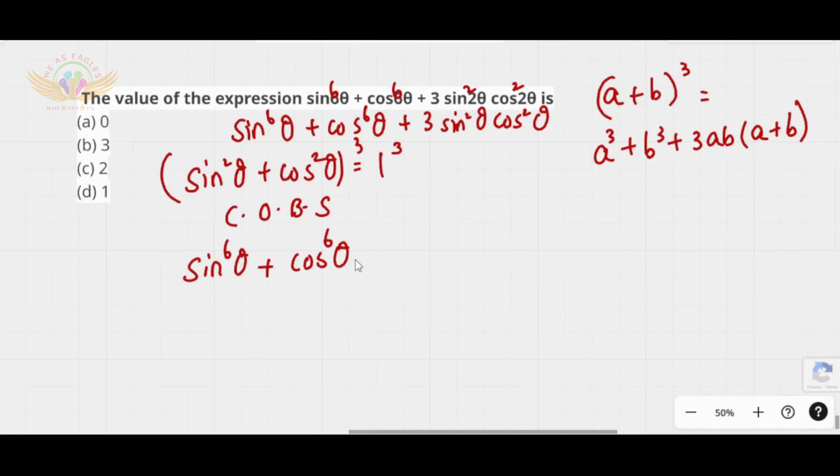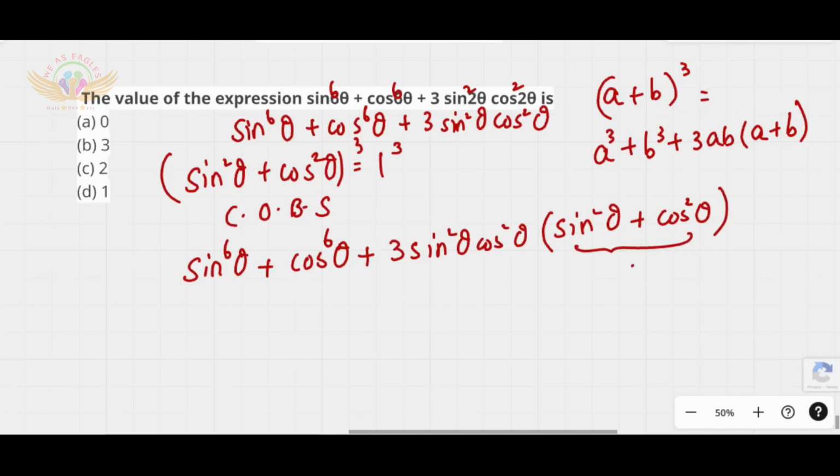Sine power 6 theta plus cos power 6 theta plus 3ab, that is sine square theta into cos square theta into a plus b, sine square theta plus cos square theta. What is sine square theta plus cos square theta? It is 1. Now this is equal to 1 cubed, which is 1. Yes, so we got the answer right. Sine power 6 theta plus cos power 6 theta plus 3 sine square theta into cos square theta is equal to 1. So D is the option.